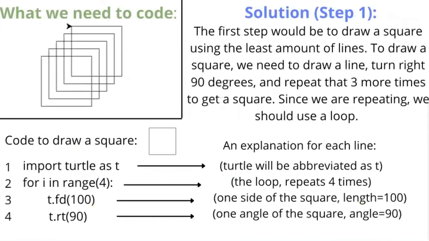Step 1. We need to draw a square using the least amount of lines. To draw a square, we need to draw a line, turn right 90 degrees, and repeat that 3 more times to get a square. Since we are repeating, we should use a loop. Code to draw a square.